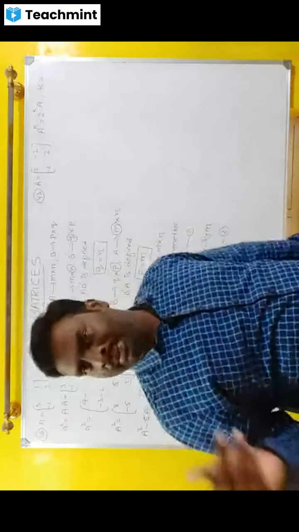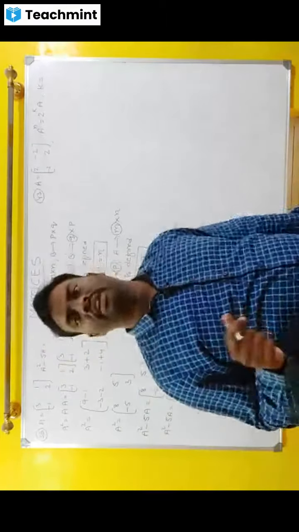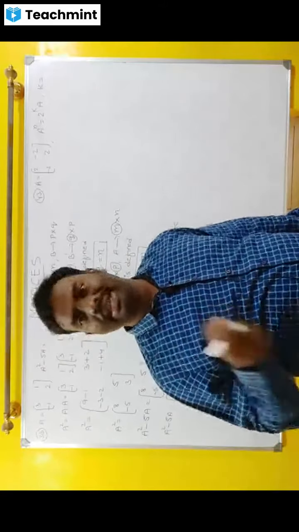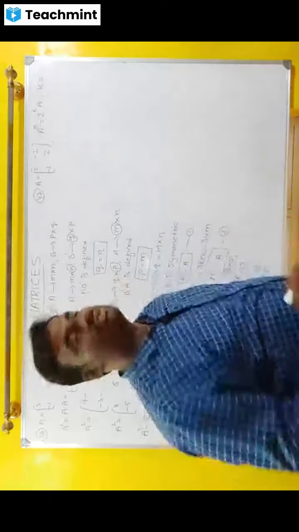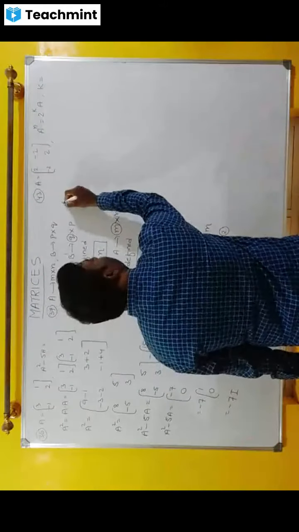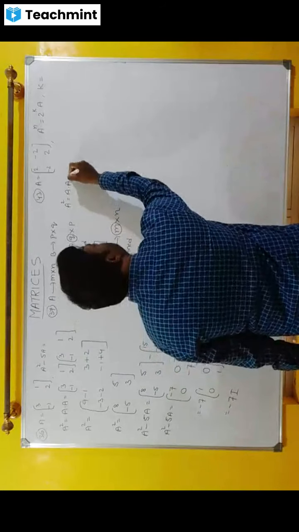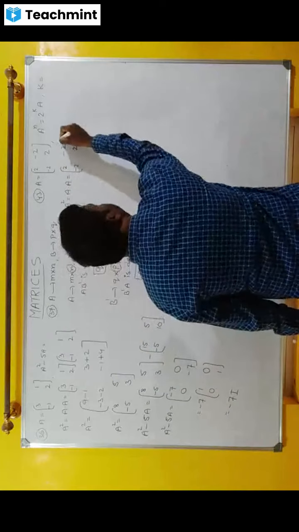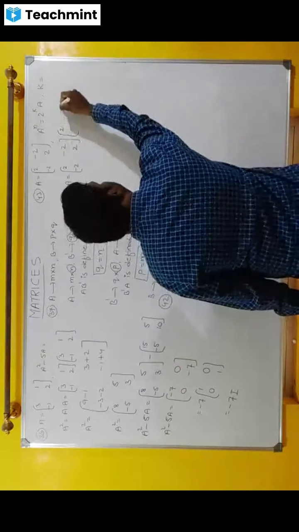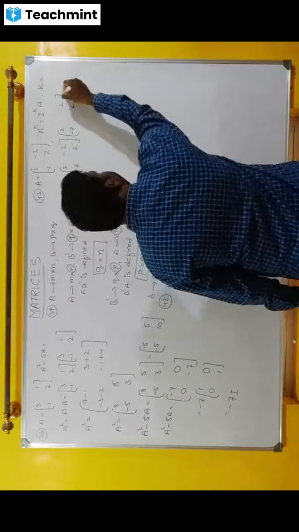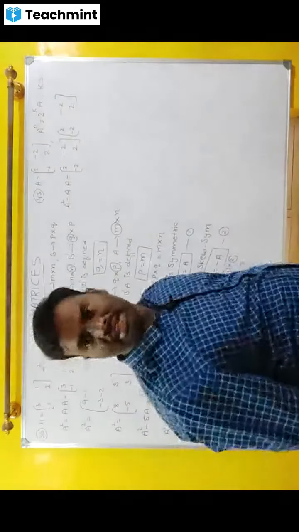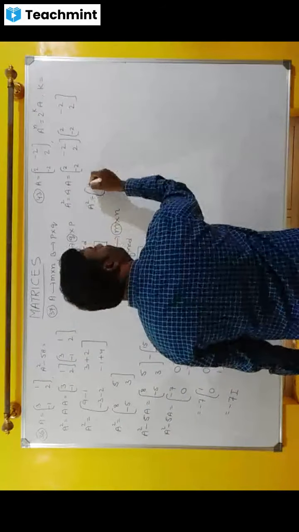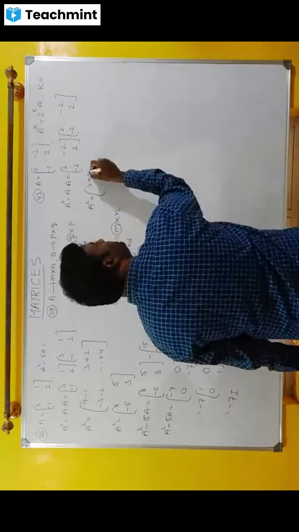According to the principle of mathematical induction from the first year concept, first find A square, later A cube, and from that we can guess A power n. So first I am finding A square, that is A into A. The A matrix is [2, -2; -2, 2]. First row, first column: 2 into 2 is 4, plus minus 2 into minus 2 is 4.